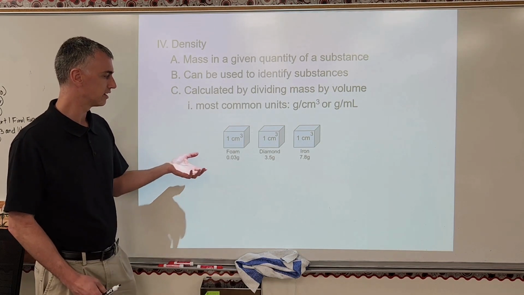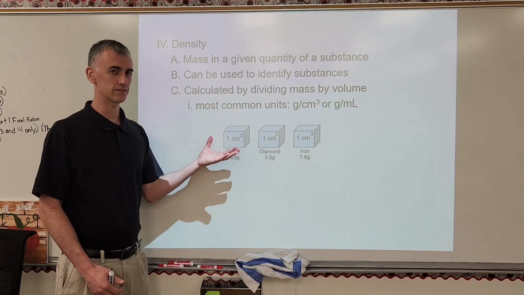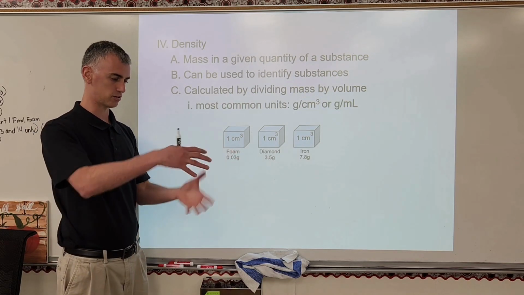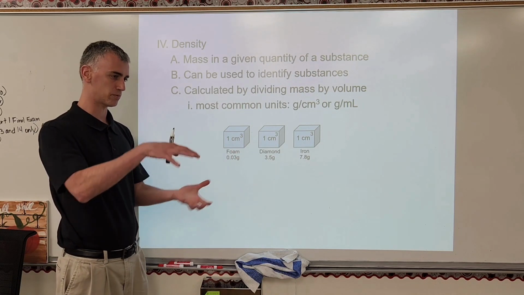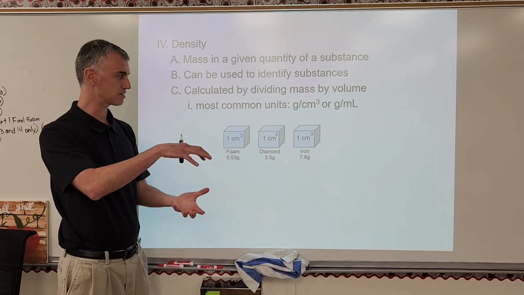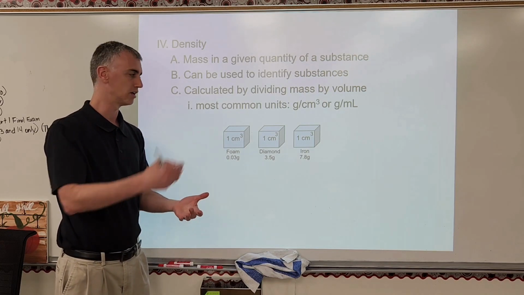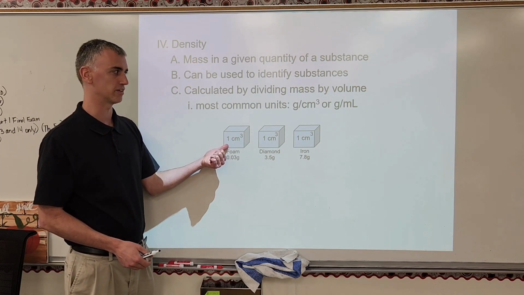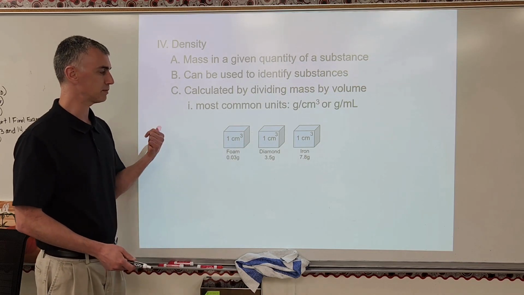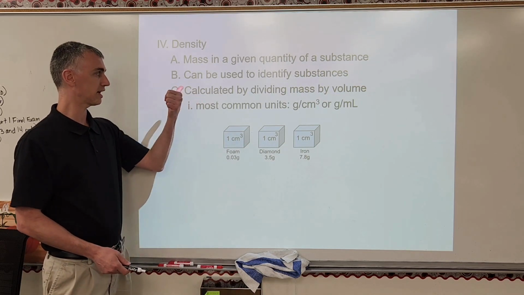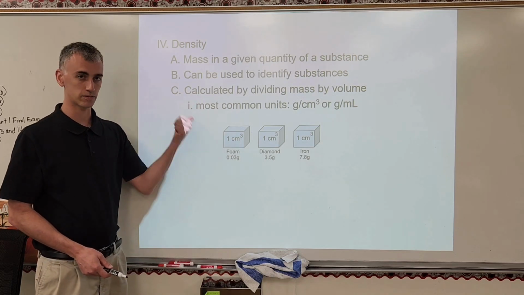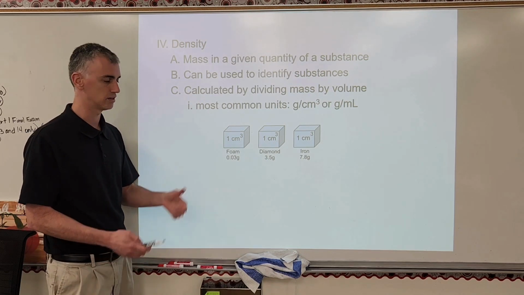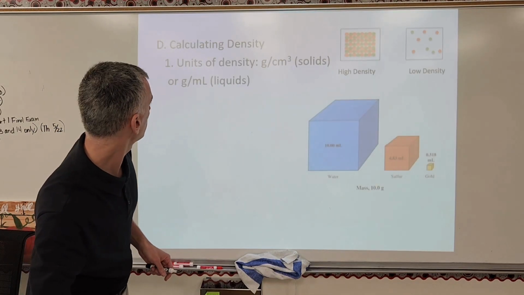So you guys should know that foam, we often would say it's very light. What we mean to say is that a certain amount of foam is going to have very little mass per its volume, compared to the same size of iron, which would be very heavy. Density just tells you how much mass is packed into a given volume. So what we want people to be able to do is not only calculate density, but do conversions involving density as well. So what does that look like?